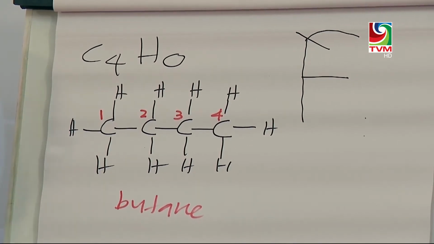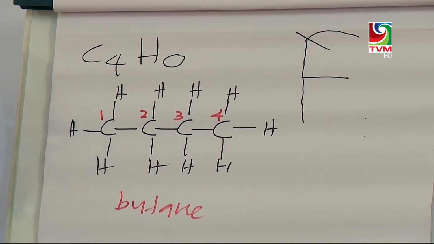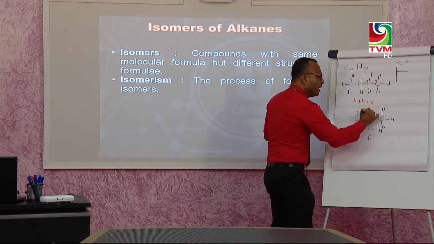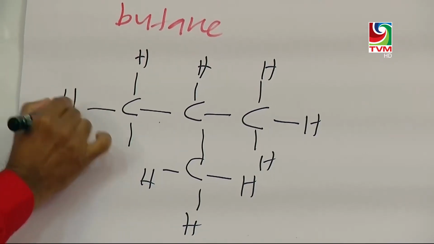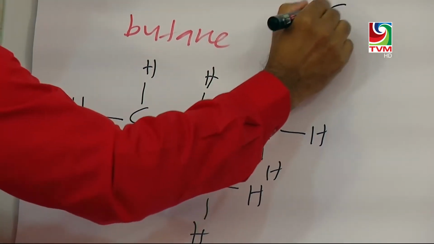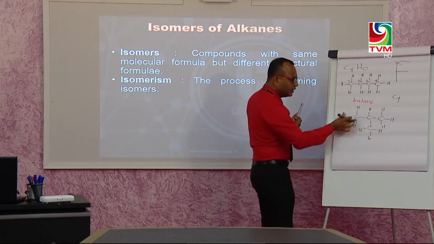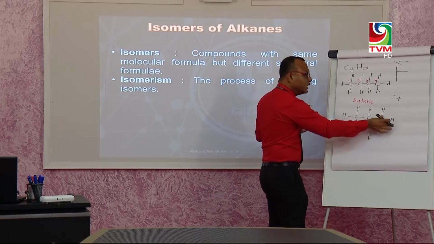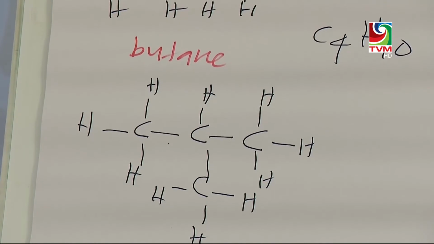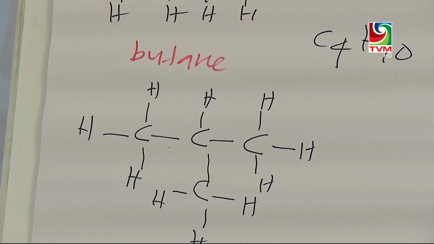So 4 carbons with single bonds, then hydrogen on each carbon to complete 4 bonds. We did not change the carbon number, we did not change the hydrogen number. If I count carbon 1, 2, 3, 4, that is C4. Hydrogen 3, 3, 3, 9 plus 1, it is 10. So C4H10. Then we will get its name.